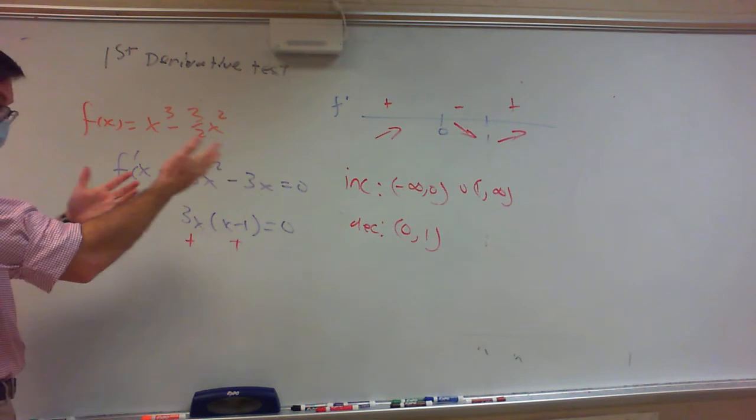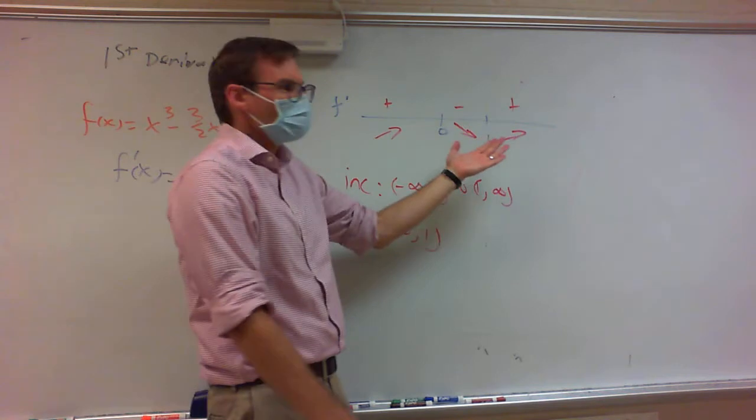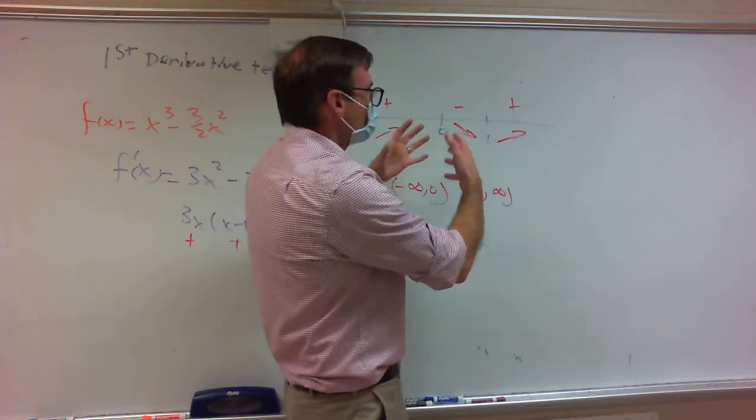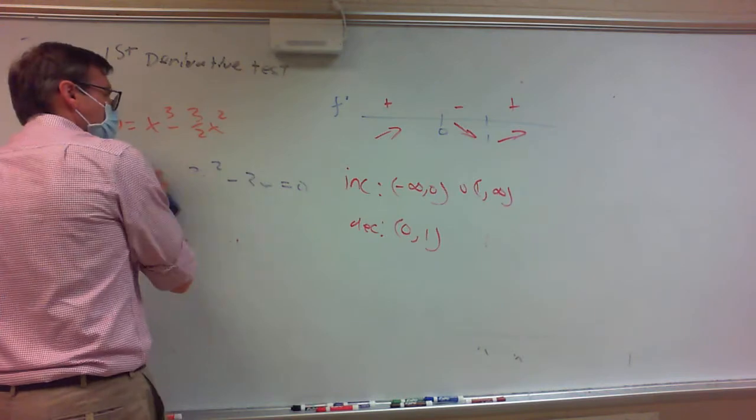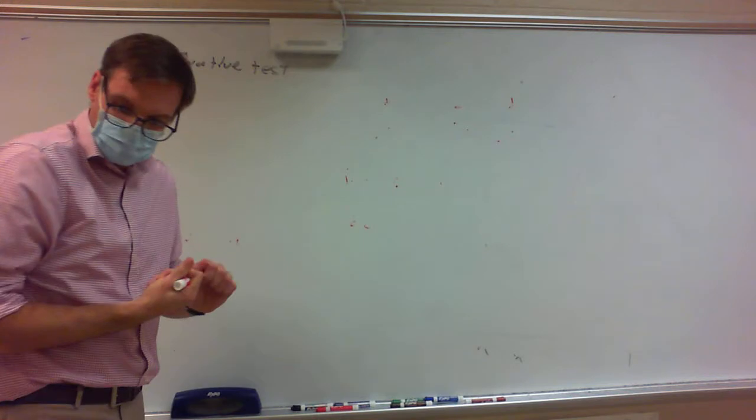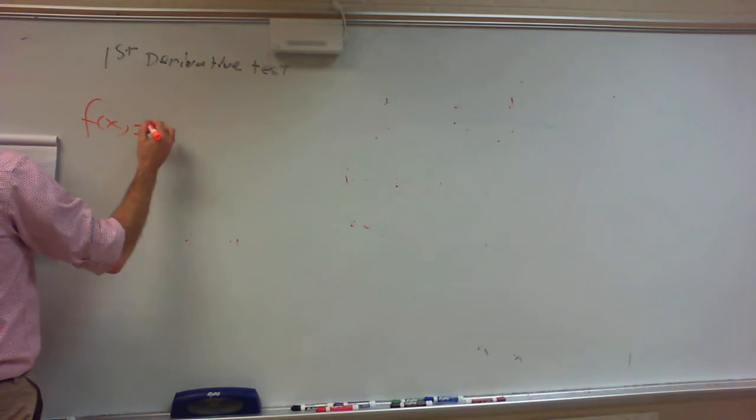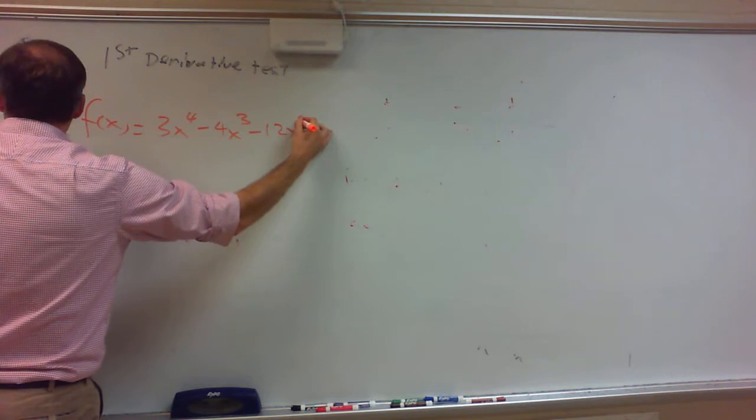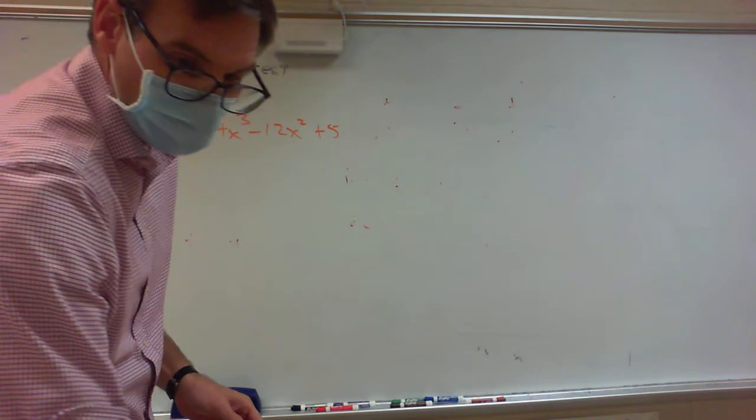So, all right, what did we do? We had a function. We found the critical values. We made a chart. I love the chart. It's not hard to create, and when you create the chart, it gives you an idea of what the graph looks like. So let's try it again. We give you f of x equals 3x to the 4th minus 4x cubed minus 12x squared plus 5. I want you to find the intervals of increasing and decreasing.